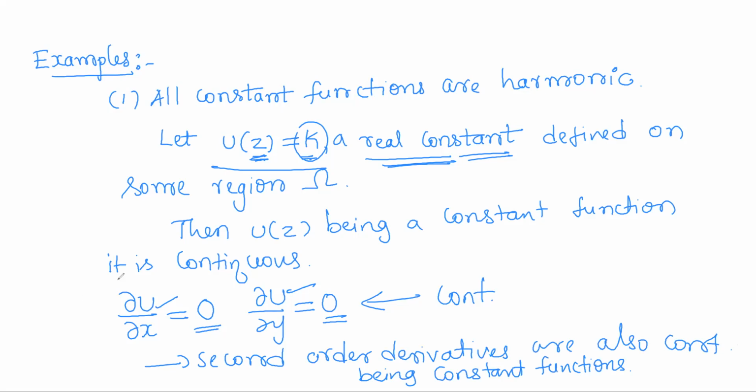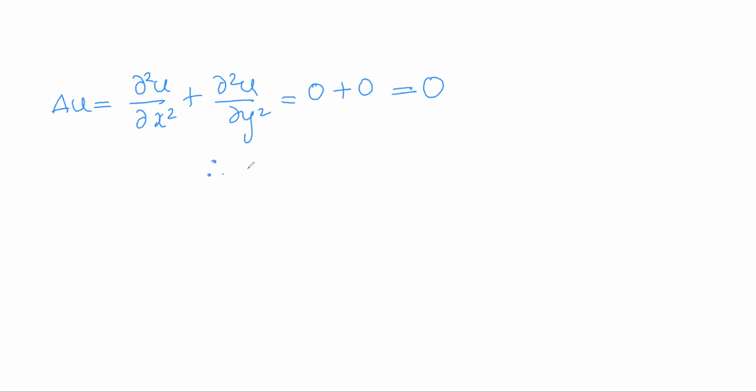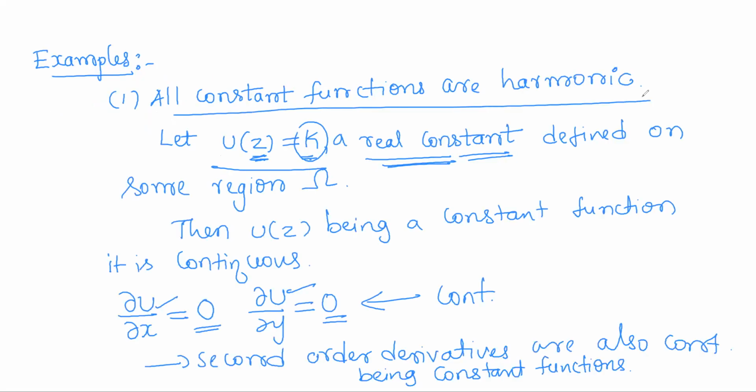So u is continuous, and its partial derivatives of first two orders are continuous. Now it remains to check the Laplace equation: ∂²u/∂x² plus ∂²u/∂y². As u is a constant function, both are equal to 0. So the Laplace equation holds. What this shows is that any constant function satisfies all necessary conditions for a harmonic function. Therefore, u is harmonic. So we proved that all constant functions are harmonic.